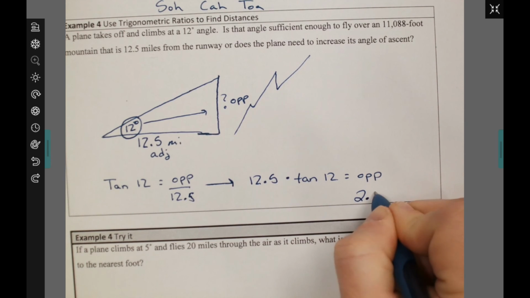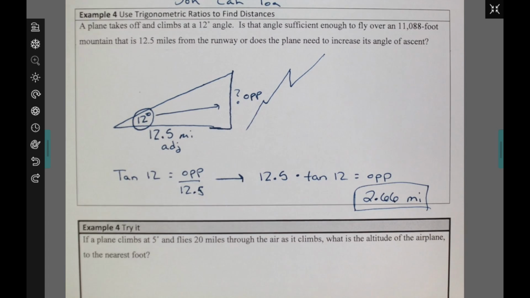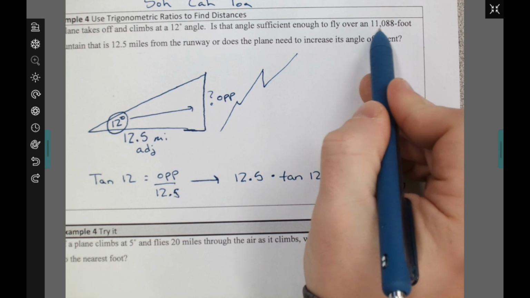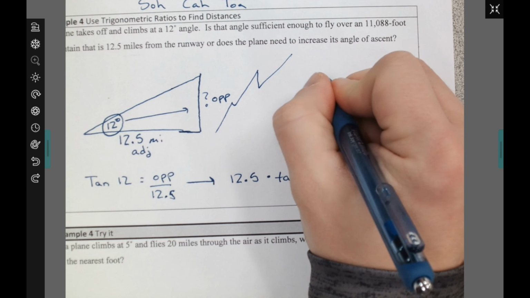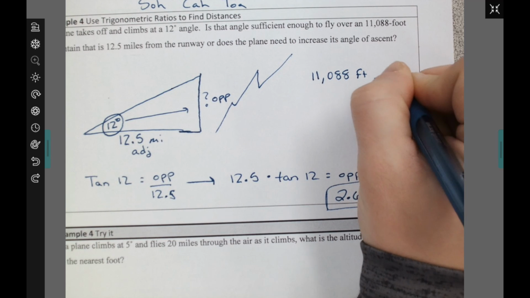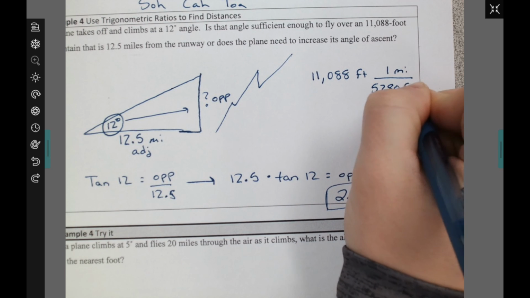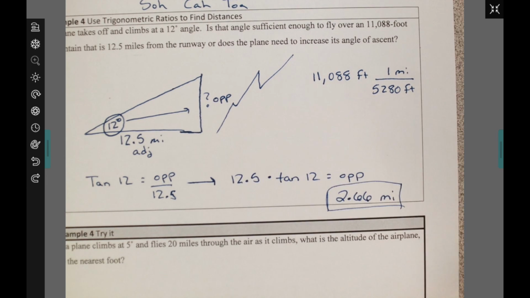Okay, so I got 2.66. Remember, we're in miles. Okay, so you have 2.66 miles. Okay, that's how high the plane will be up. Question is will it clear an 11,088 foot mountain? Well, since it's in feet, you need to convert that 11,088 feet into miles. And we know 1 mile is 5,280 feet. So we go ahead and do that, divide it out. And we get 2.1 miles.